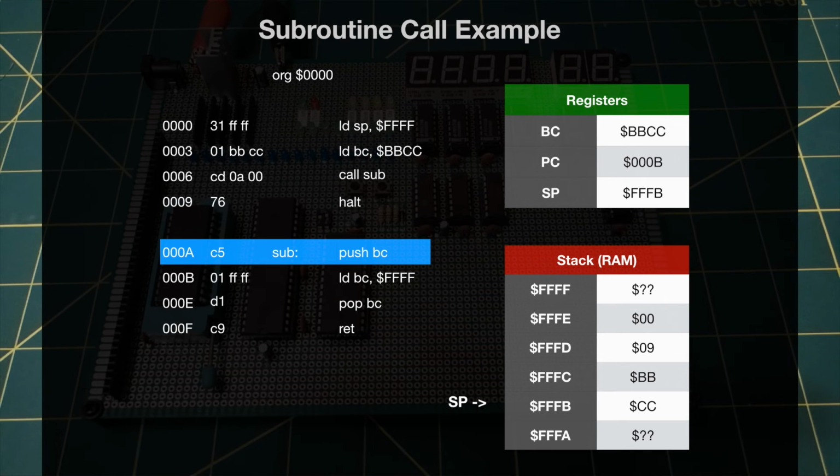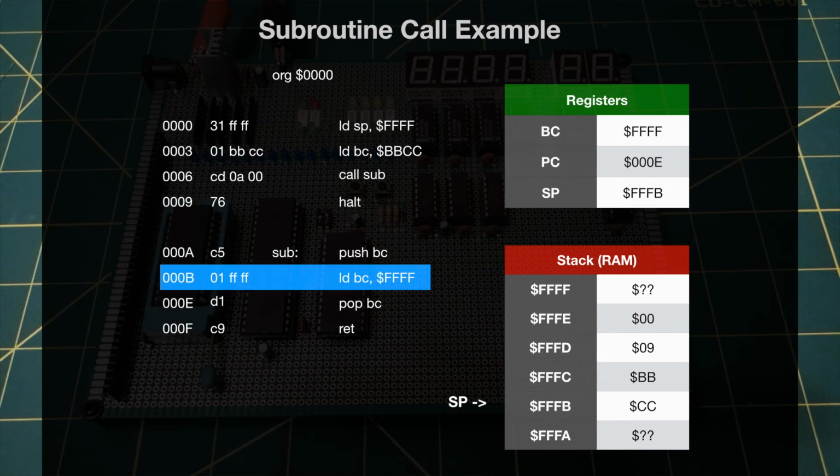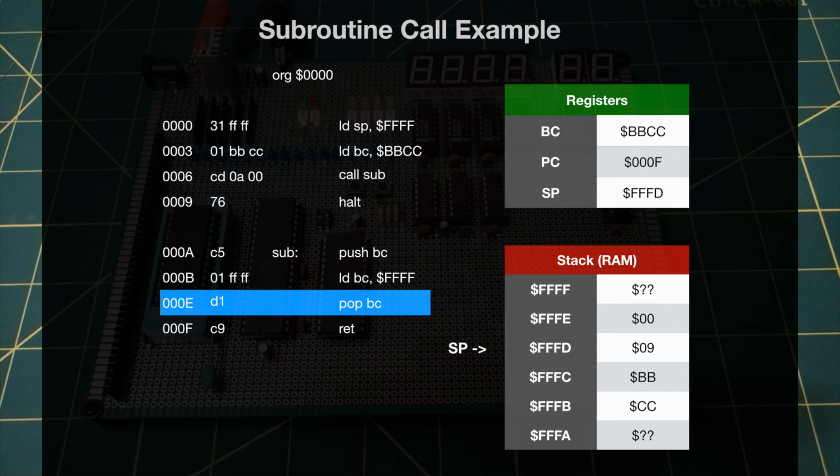So I'll execute the next instruction, and I am indeed messing with the BC register here. I've loaded it with FFFF for no particular reason other than to show you that I've modified it. Program counter got increased as normal, and the stack pointer was unaffected. And then we pop BC. We see the stack pointer has increased by 2. The value has been restored back into the BC register.